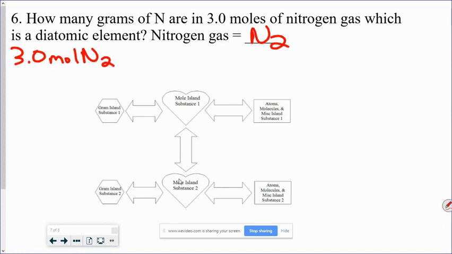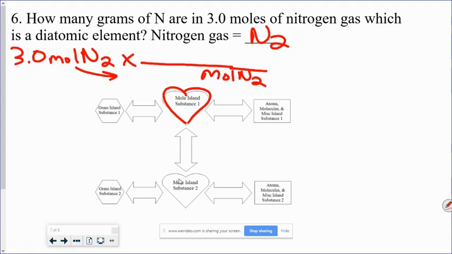You always start with what they give you. A multiplication sign, a division bar. Whatever this label is up on top goes on the bottom of the next step. Moles N2. All of that should be reflex. It just pops right onto the page. You don't put a lot of thought into it. You just follow the pattern. So right now, this is where we are at. And this is for N2.